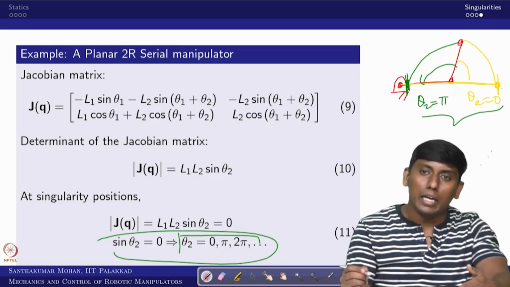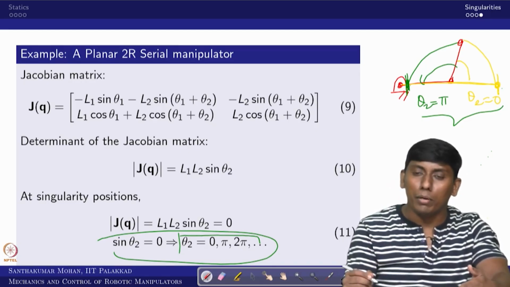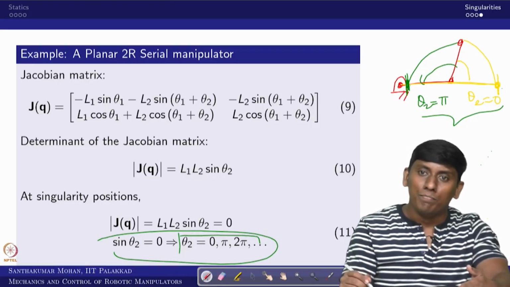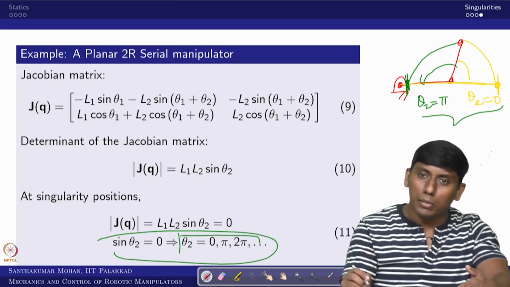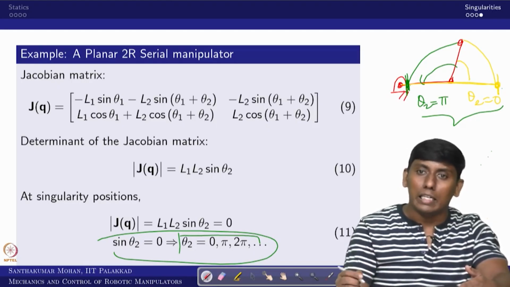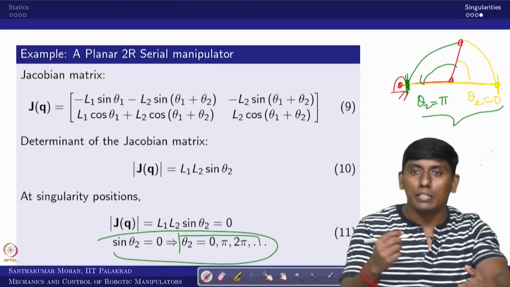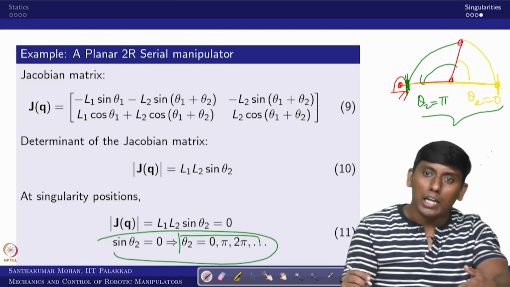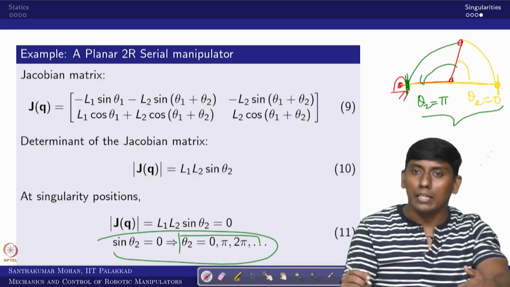We will see more detail in one or two examples in the upcoming lecture. With that we are closing this particular lecture, and in the next lecture we will see a few examples: how we can find the singularity and how we can find the static conditions.